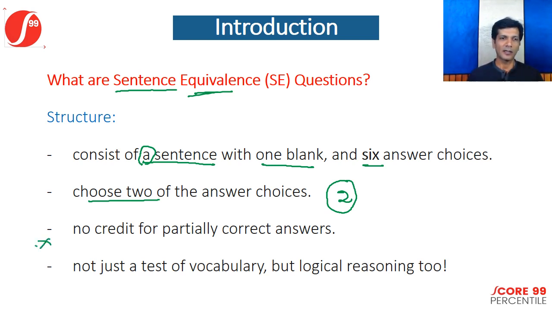Now here's the tricky part. There is no partial credit for these questions, which means that if you've got one of these correct and the other wrong out of these 6, you will not get any partial credit. You have to get both the choices correct. Then, like I already mentioned, this is not just a test of vocabulary, but it's a test of logical ability also. In other words, it is a test of your ability to spot the right grammatically correct choice, the choice that is also syntactically correct, the choice that is closest in meaning, and can give you 2 equal sentences.